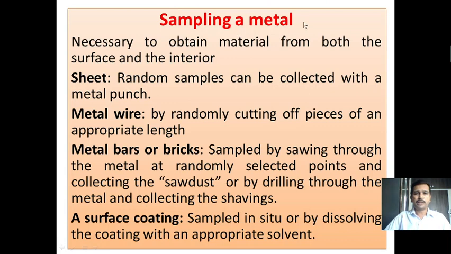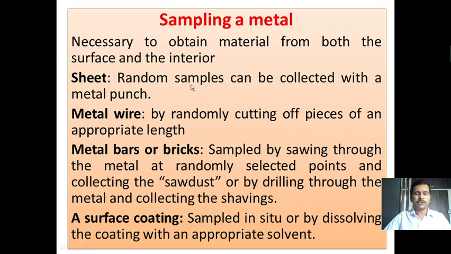And how to sample metal? Metal may be present in sheet form or in wire form or in bars or bricks form. So how to sample them? How to collect the sample from a sheet of metal or a wire of metal or bars or bricks of metal? If the metal is present in sheet form, a metal puncher will be used in order to collect several random samples. So you have to use a metal puncher.